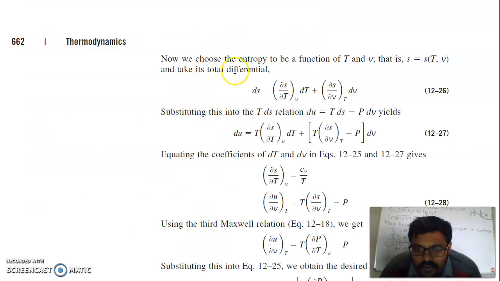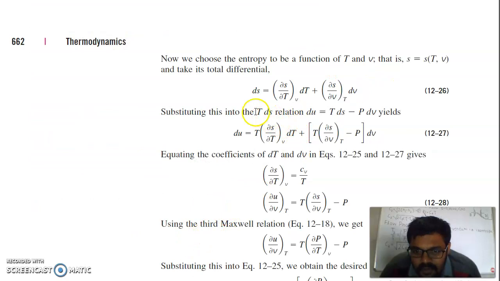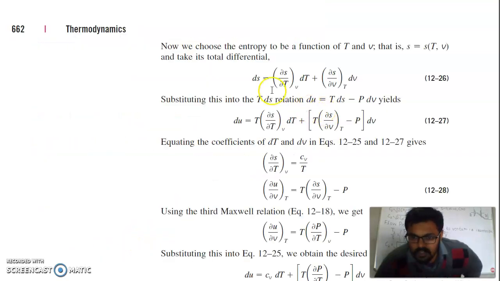So now we choose the entropy to be a function of temperature and volume. If entropy is a function of two variables, temperature and volume, you can derive the same relation in differential form. Substituting this into the TdS relation, that du is equal to TdS minus PdV, you can replace entropy here, and if you replace this dS value here, you will get this equation.